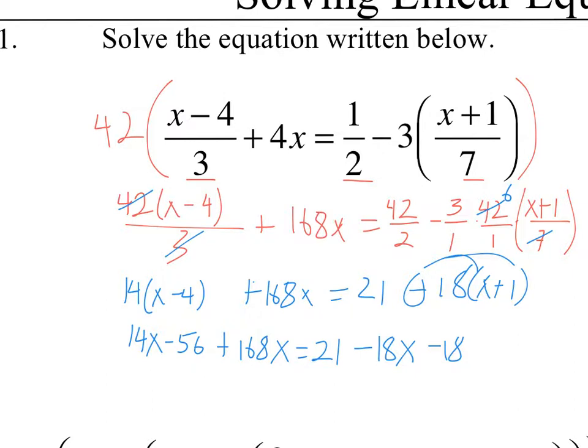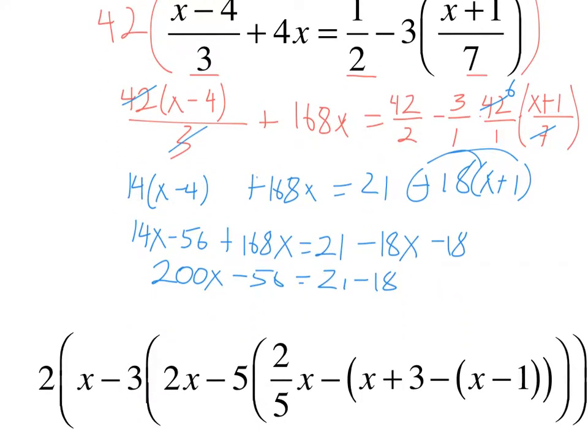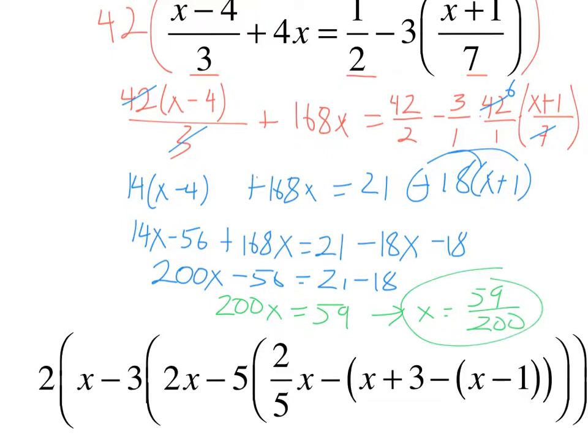Let's combine some like terms. 14 plus 168 is 182x. I'm going to add another 18, and I get 200x minus 56 is equal to 21 minus 18. Almost done here. From this, we add 56 to both sides. This is really 3. So 200x is equal to 59, which means that x is equal to 59 over 200. And that's your final answer.